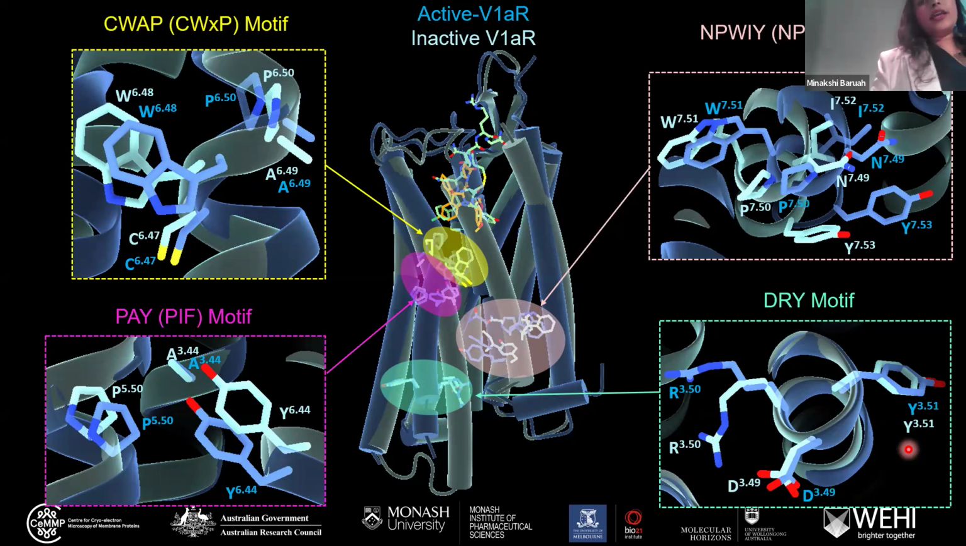Then again, in the DRY motif, the arginine undergoes significant conformational rearrangement. And if we look at this tyrosine in the NPXXY motif, we can see that it goes further away compared to the inactive state residue. So all of these suggest that these activation microswitches drive activation of the receptor, and we can see the comparable differences between active and inactive states.